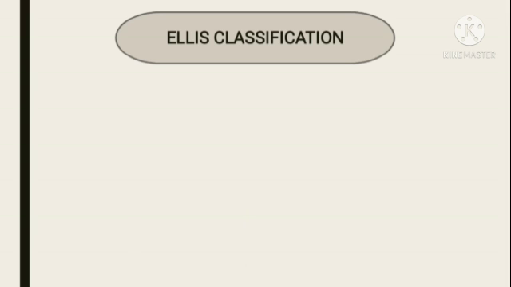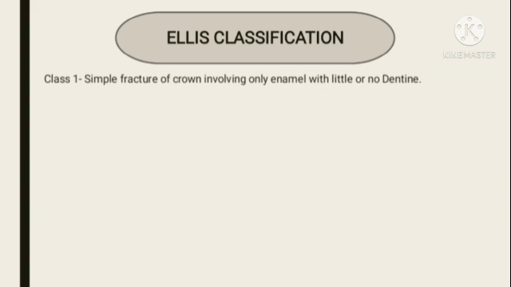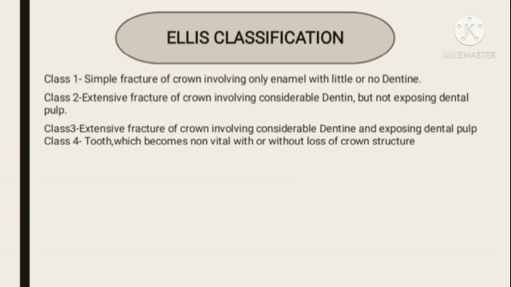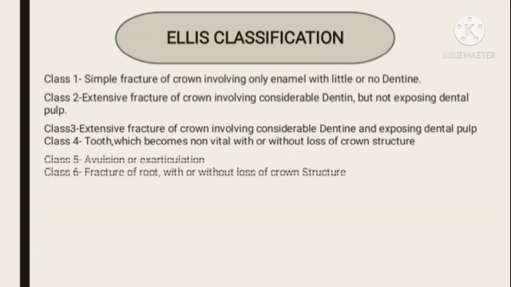According to Ellis classification, Class 1, simple fracture of a crown involving only enamel with little or no dentine. Class 2, extensive fracture of a crown involving considerable dentine but not exposing dental pulp. Class 3, extensive fracture of a crown involving considerable dentine and exposing dental pulp. Class 4, tooth which becomes non-vital with or without loss of crown structure.